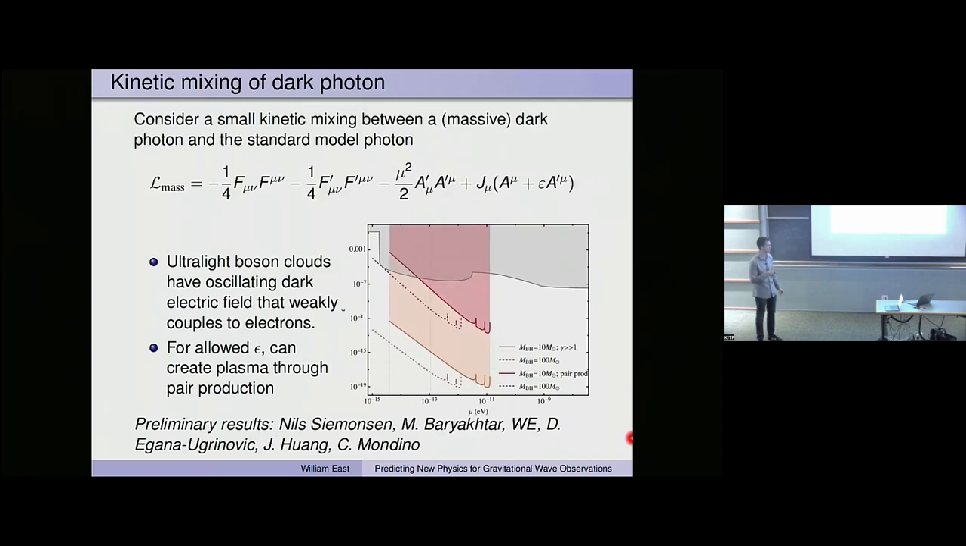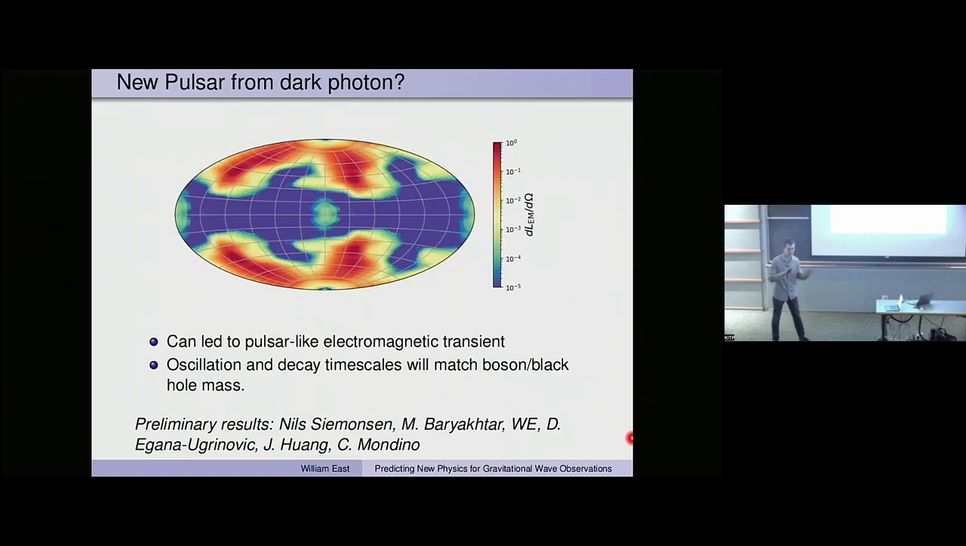Lately, Neil and I have been working with some particle phenomenologist friends to understand what would happen in this case. It seems that for the allowed values of this coupling, you can, through pair production, similar to what happens in a pulsar magnetosphere or around a relativistic black hole jet, create a plasma and then potentially power an electromagnetic transient just through the boson cloud. It's tricky to understand the plasma dynamics, but Neil's been working on importing some techniques from simulations of the plasma dynamics of pulsar magnetospheres. And it looks like you might be able to get a rather bright transient out of this.